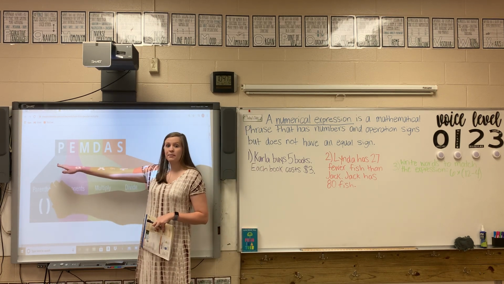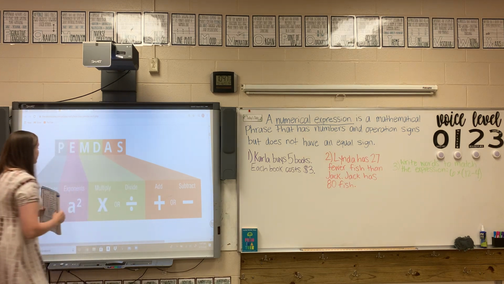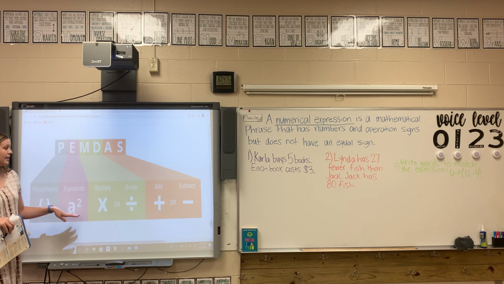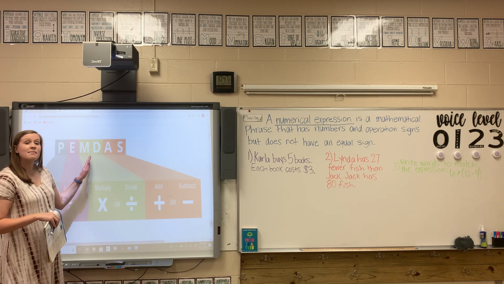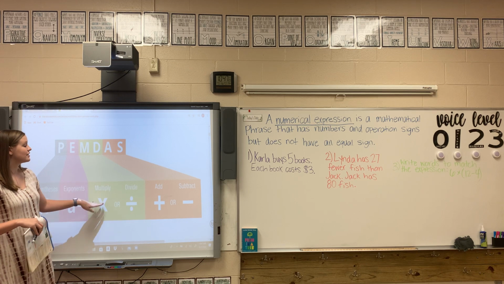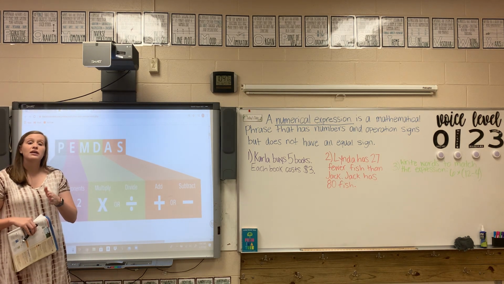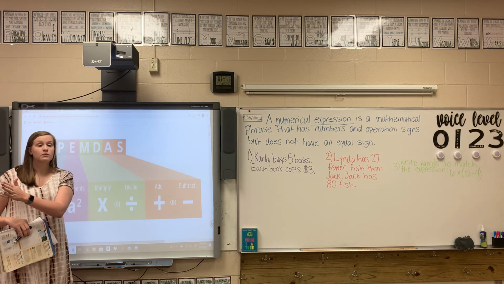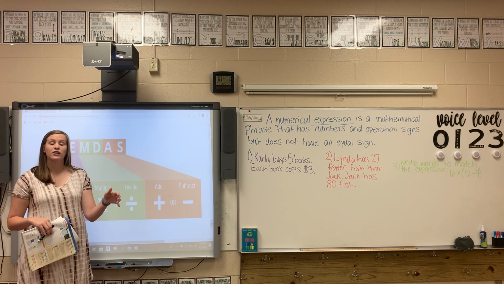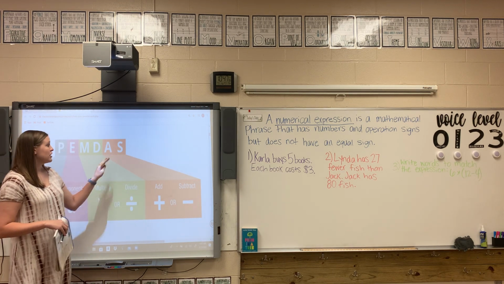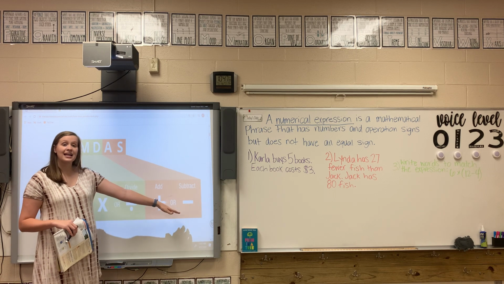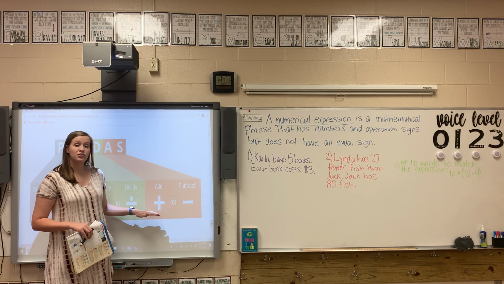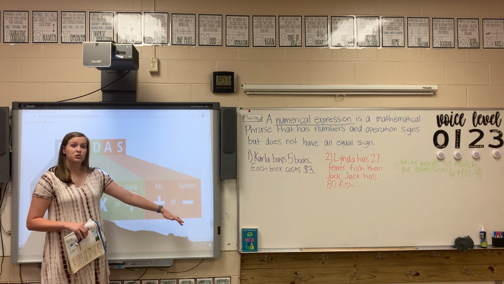So you always start with your P, which is parentheses, and then you move to your E, which is exponents. Then you move to your M and D. You can see they're kind of grouped together, and that's multiplication or division. You do those in whatever order they occur in the problem. So if multiplication comes first, you do multiplication. If division comes first, you do division. And then the other two are A and S, which are addition and subtraction, and those work just like multiplication and division. If addition comes first, you do it first. If subtraction comes first, you do it first.